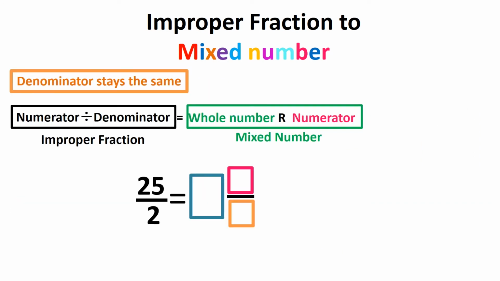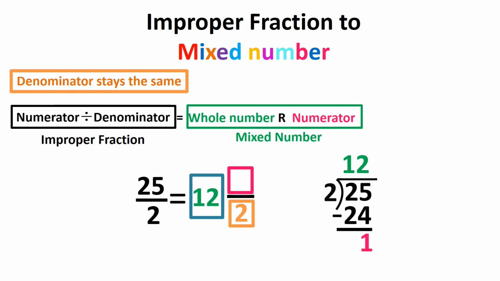For this improper fraction 25/2, we know that when we want to change this improper fraction to a mixed number, the denominator stays the same. So the denominator for the mixed number is still 2, and the whole number is the quotient of the numerator 25 divided by the denominator 2. It is 12. And for the numerator of the mixed number, it is the remainder of the numerator 25 divided by the denominator 2. It is 1. So 25/2 equals 12 and 1/2.